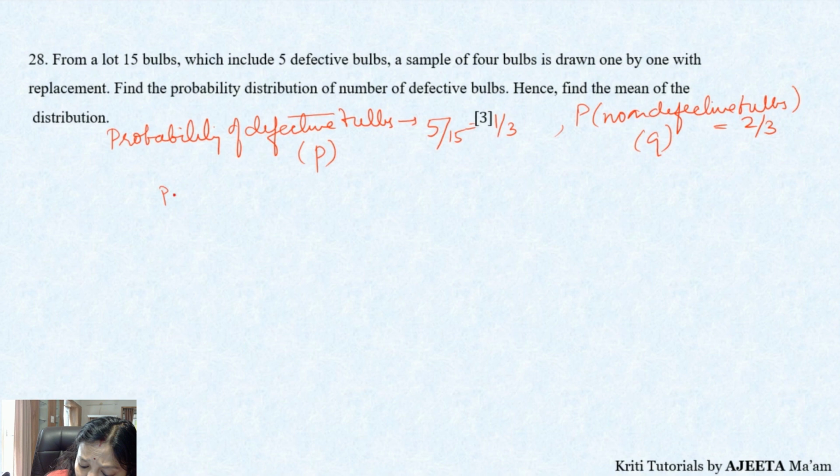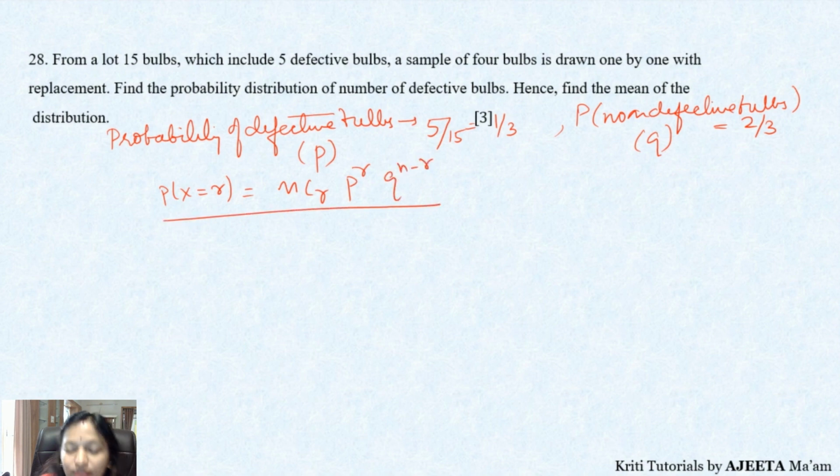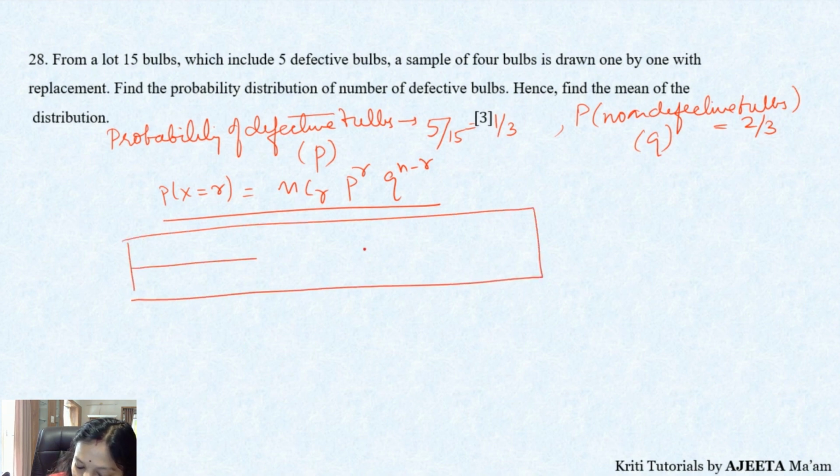Now what's the formula of binomial distribution? Let's have a quick recap for that. nCr p raised to r, q raised to n minus r, for the random variable X equal to r. Now let's write it. They are saying you are getting a sample of 4 bulbs, and they are drawn one by one. So what is the probability distribution of the number of defective bulbs? Now your r, which we have taken as X is equal to r, will come out to be what?